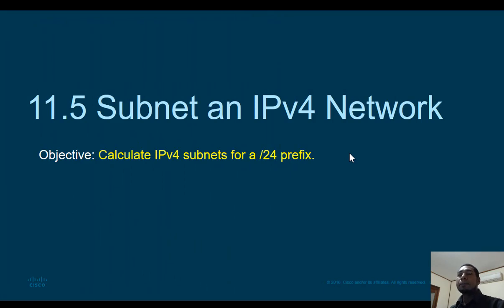The next part of lesson 2 is where we start to look at subnetting an IPv4 network. The main objective here is to calculate an IPv4 subnet for a /24 prefix. When we say /24 prefix, we are now going from class A, B to class C. And remember, there are 5 classes.